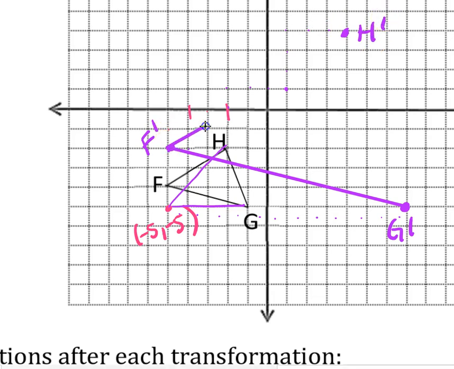I can go in and put the rest of my lines in there. Okay, and there you have it. So the resulting figure is going to be similar to the original figure. So the image is similar to the pre-image because angle measure has been preserved. They are not congruent though because distance has not been preserved. Each of these distances are now 3 times the length of the original pre-image.